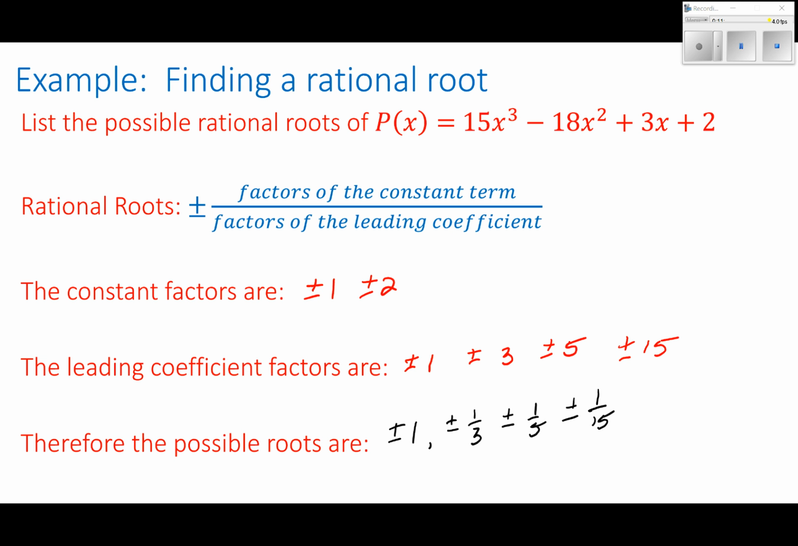Is everybody comfortable how I got all of those? So I essentially checked off using the 1. Now I have to do plus minus 2 over 1, which is just plus minus 2, plus minus 2/3, plus minus 2/5, plus minus 2 over 15. I've listed out 8 plus minus possible roots, but that means there's actually 16 possible roots. We know there's only going to be 3, and it's going to be 3 out of this list of 16.